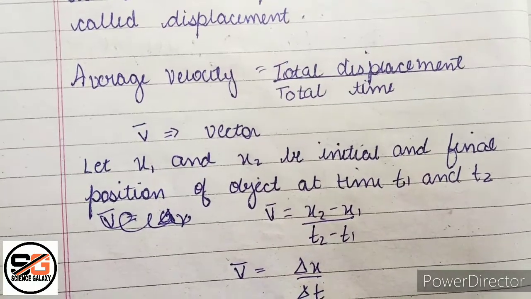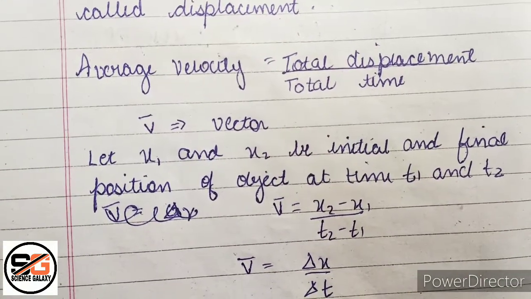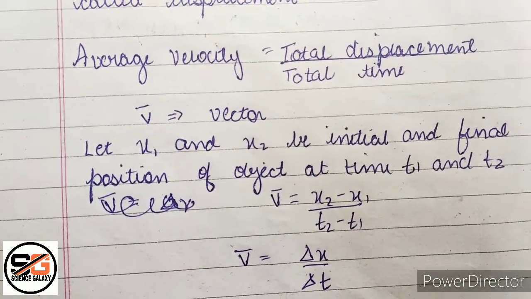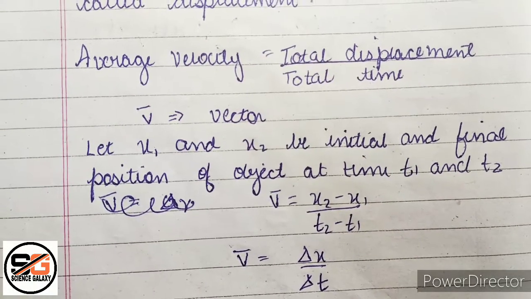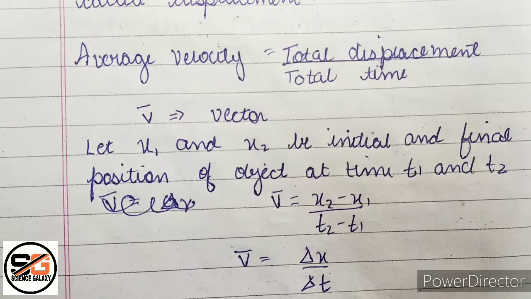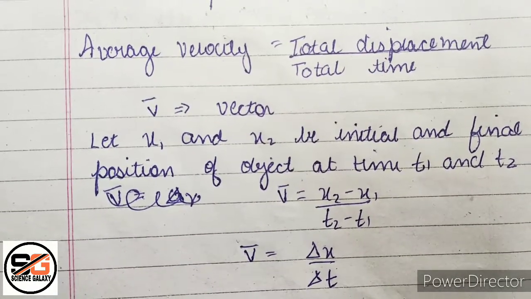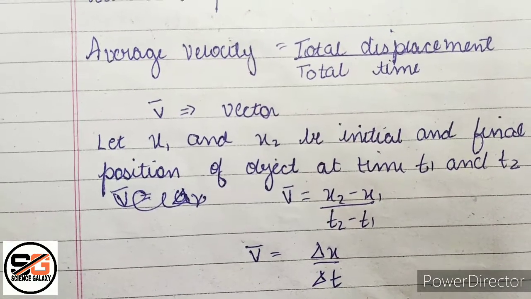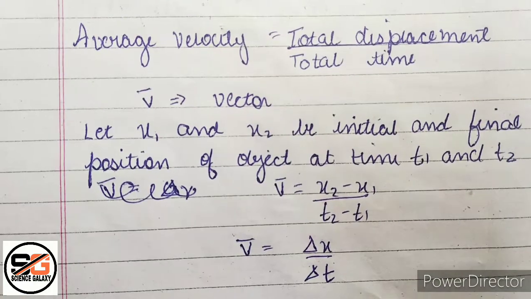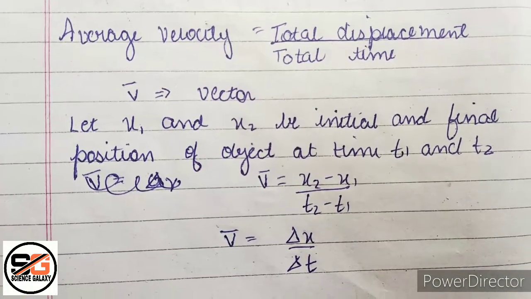Velocity is a vector quantity because it depends on magnitude as well as direction. It means it contains three things: magnitude, its unit, and its direction. For example, 5 meter per second in the north direction. It contains 5 as the magnitude, meter per second as the unit, and north as the direction. So velocity is a vector quantity.